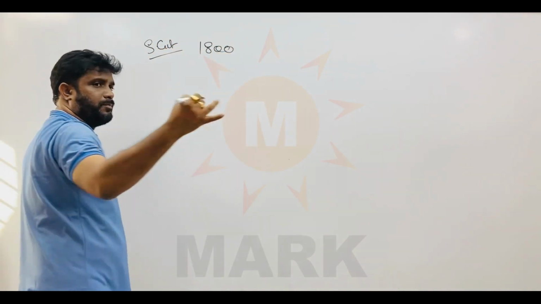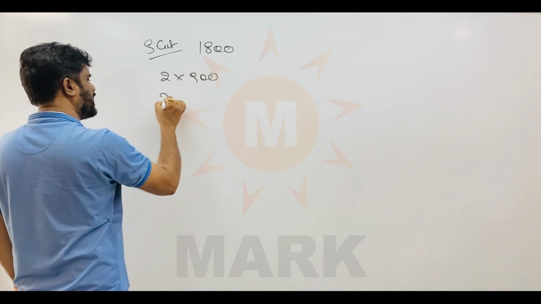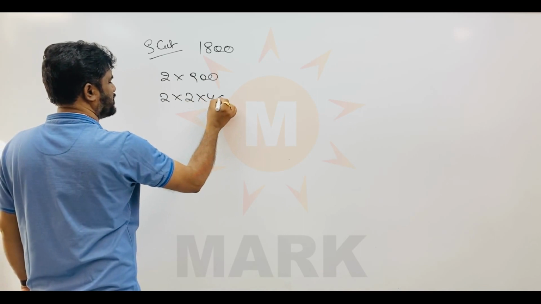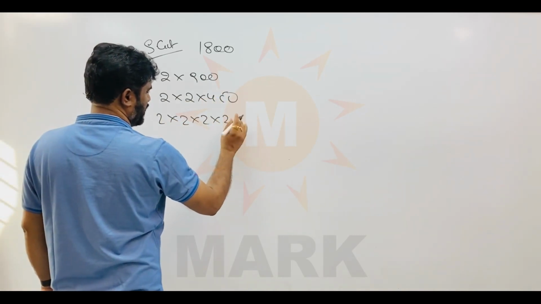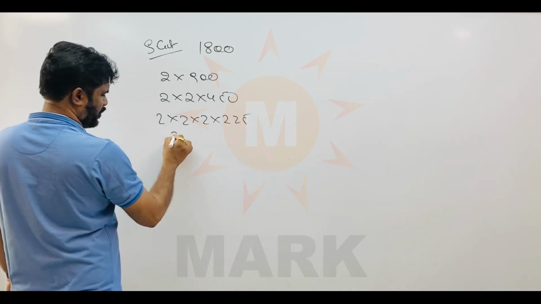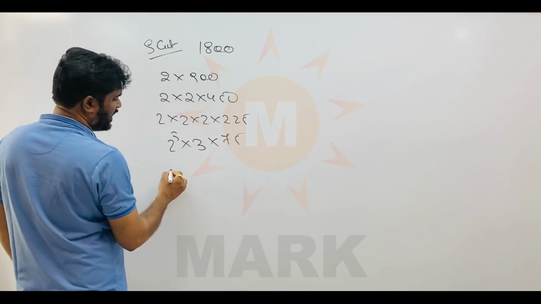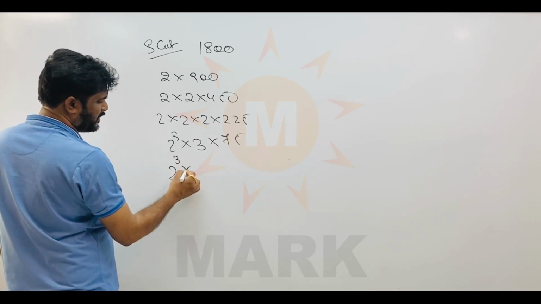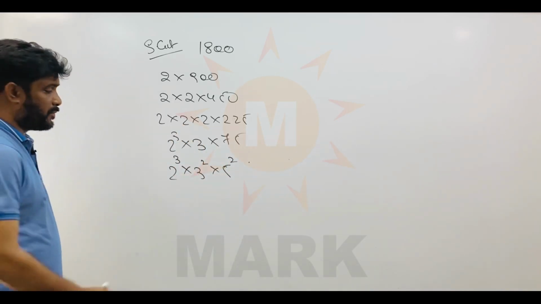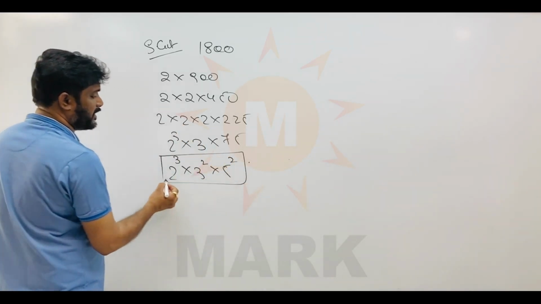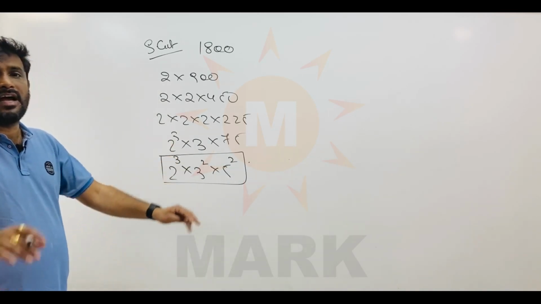Friends, first we will do prime factorization. So 2 into 900. Some people can write it directly, but I am writing for your convenience. So 2 into 2 into 2 into 225, I'm sorry. 2 cube, then 2 is over. Now I am checking with 3 into 75. So finally I can write this as 2 cube into 3 square into 5 square. So 1800 can be written as 2 power 3 into 3 square into 5 square in prime factorized form.